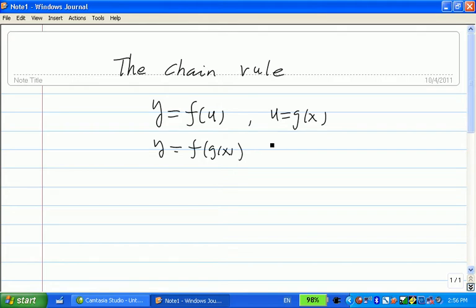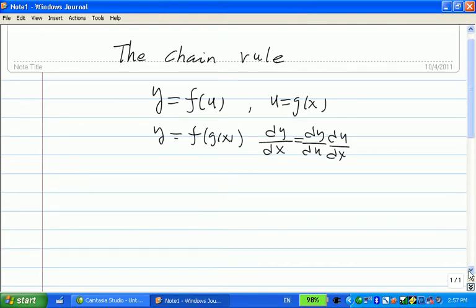So the chain rule for this kind of composite function is dy/dx equals dy/du times du/dx. So the chain rule for a function that depends on single-variable functions is just one formula like that.